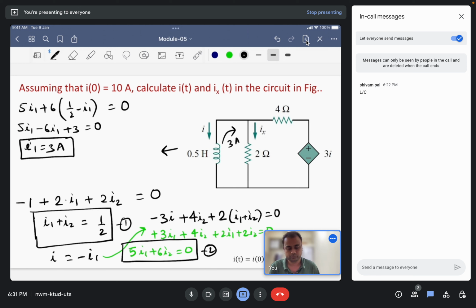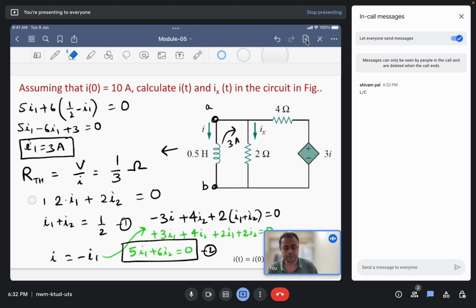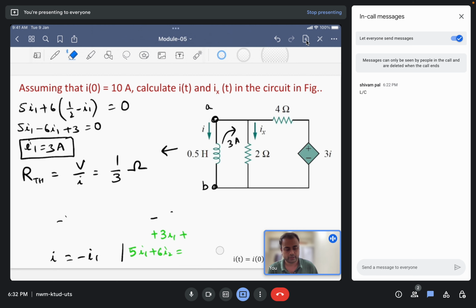Now we have to calculate the resistance. That is, resistance will be V by I. This is also known as the Thevenin resistance, V by I. The voltage we applied is the 1 volt source and the current is coming 3 ampere. So 1 by 3 ohms is the Thevenin equivalent resistance when we are looking from these 2 points A and B. Now we have the resistance calculated, so we can calculate the time constant for the circuit.